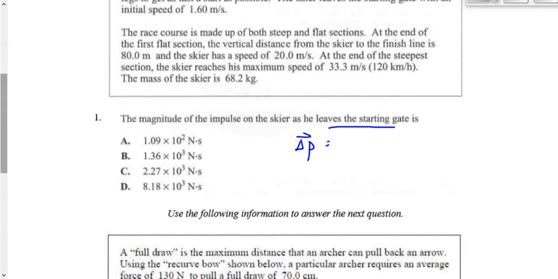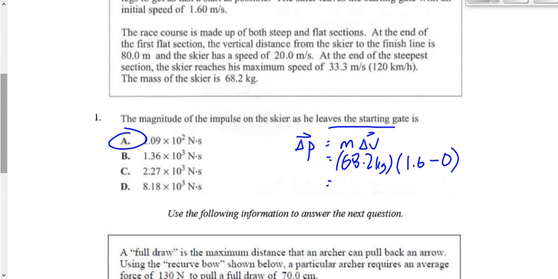Let's say delta P is equal to M times delta V. His mass is 68.2 kilograms. And his change in velocity is VF minus VI, right? His final velocity is 1.6. His initial velocity is 0. I can't remember what we get when we multiply those. I'm going to say maybe B. Is that right? Is it A? 1.09 times 10 to the 2 newton seconds. Good? See why we use the 1.6 minus 0 there?